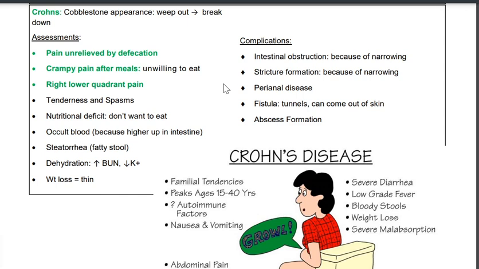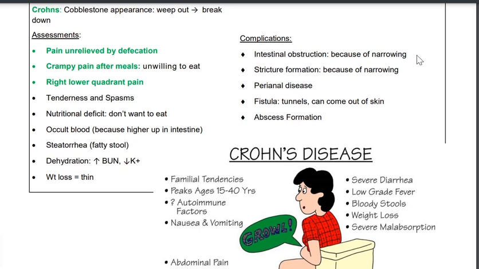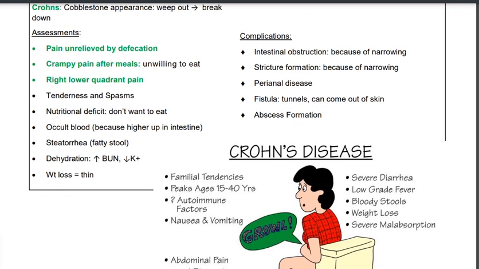Intestinal obstruction, because of narrowing, like we said. Once that tissue changes and the white blood cells are coming in and make the tissue different, it tends to narrow, and then they start having stricture formation, a little more narrow. Perianal disease, fistulas can tunnel, and then abscess formation. Okay, so pay attention to this for Crohn's for sure.